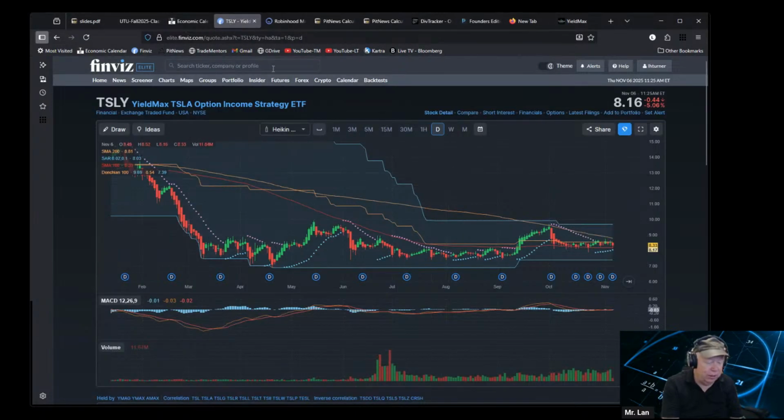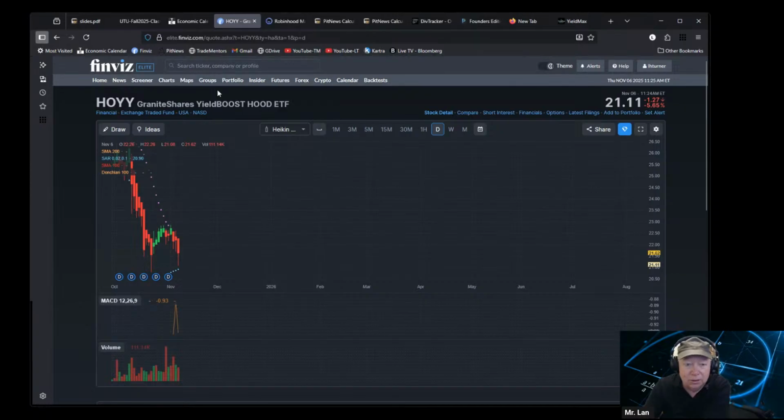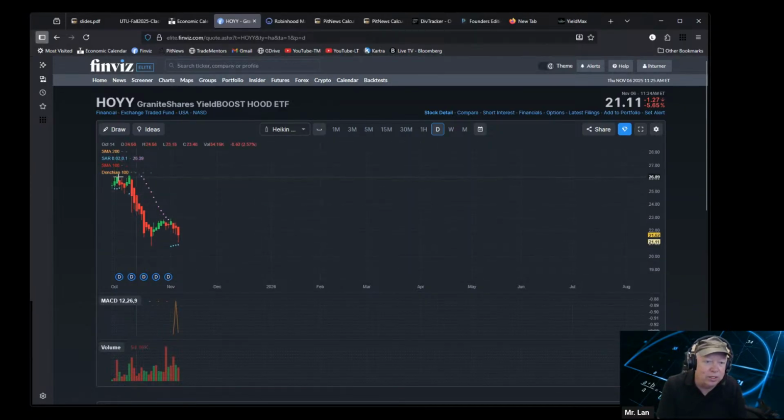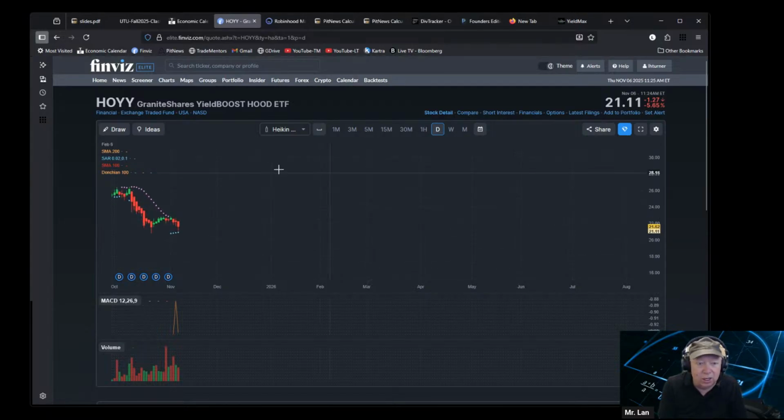So we'll compare HOYY, which is the Granite Shares Robinhood. Let's write that down. This is brand new, and it looks like it flushed out hard. Usually that's what we see: when these markets first come out, we usually see a big flush. This is flushed, but it's not as big as it looks. It's all scaling, because it's only gone from $26 to $21. So it's only flushed $4. That could be a pretty good flush, but it's not as bad as it looks.